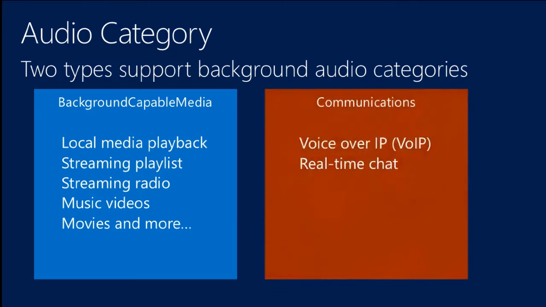The second is communications, and this is for voice over IP, real-time chat. And the real difference between the two of these is that if you set the category to communications, it will take advantage of any Bluetooth connected devices that are connected. So it will push audio through the headset versus the speakers on the machine without the user having to do any type of setup. So these are the two that you'll be using.